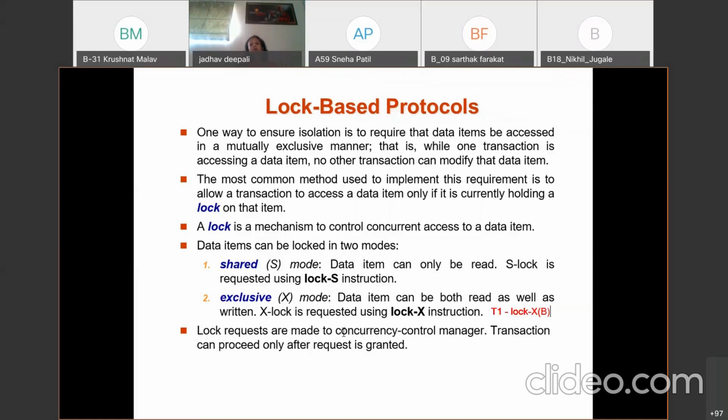Now see, lock requests are made to the concurrency control manager. Suppose transaction T1 wants to access the data item B in exclusive mode, means wants to both read and write. Then where does it make a request? It makes a request to the concurrency control manager. And when the concurrency control manager grants the lock, only then can transaction T1 proceed and use that data item B in exclusive mode.